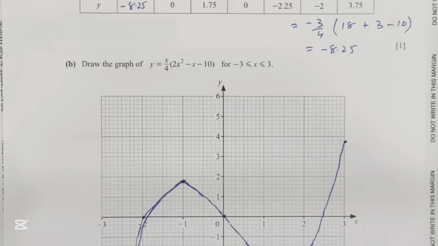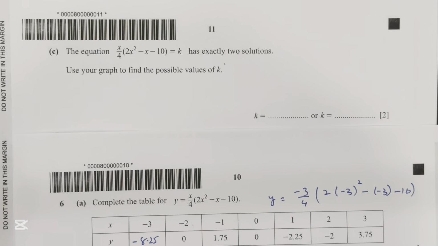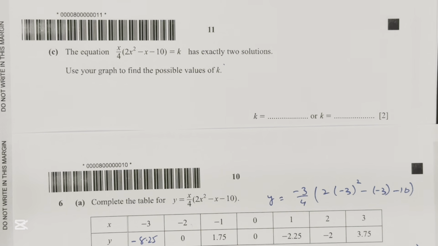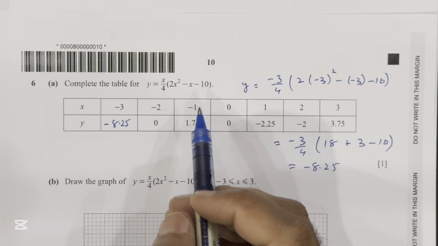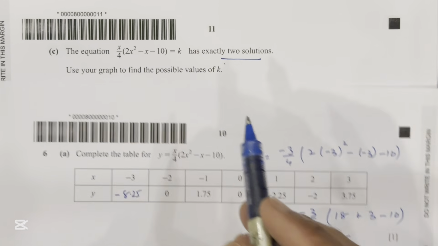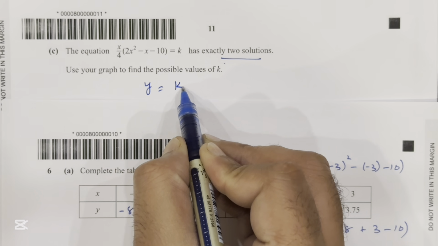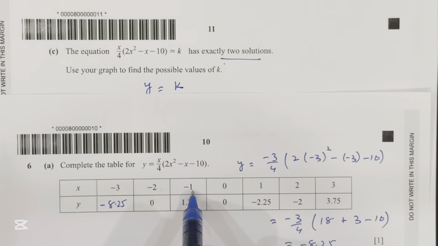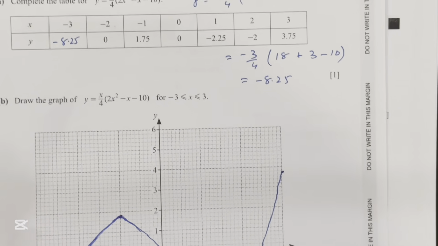So this is how we have completed. Part C is that the equation x over 4, that is 2x squared minus x minus 10, is equal to k has exactly two solutions. This is information that you should read very carefully. We already know that we have plotted this expression, but this expression is equal to y. Now this expression is equal to k. It means that y is equal to k because all this value is equal to y. So we can say that y is equal to k, and we need to find two values for it.